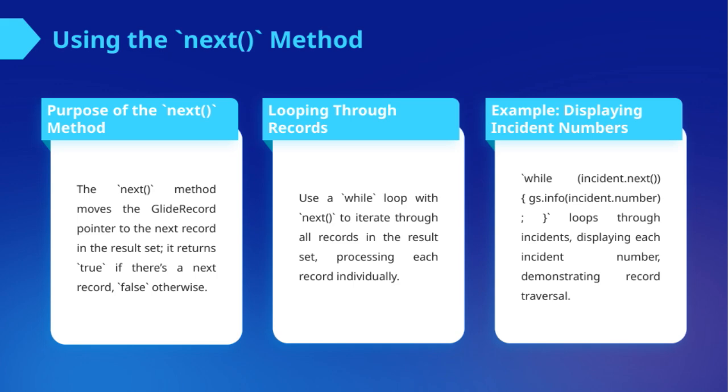The key point here is that using a while loop with next allows us to process each record individually and efficiently. Now, what exactly does the next method do? It moves the GlideRecord pointer to the next record in our results set. If there is a next record, it returns true, allowing the loop to continue. If we've reached the end of the set, it returns false and the loop stops. Understanding this is essential because it helps us control the flow of record processing, especially when working with multiple records in ServiceNow. It's a fundamental part of handling data dynamically and effectively within our scripts.